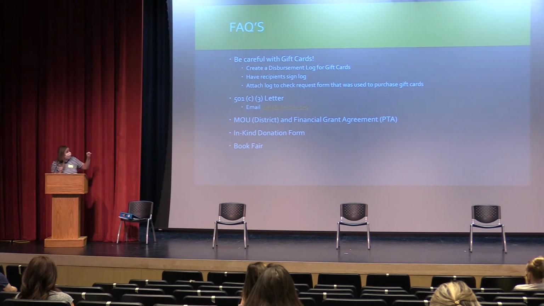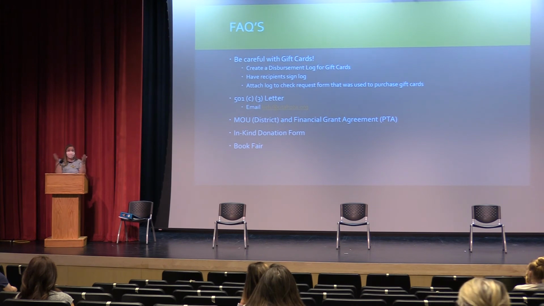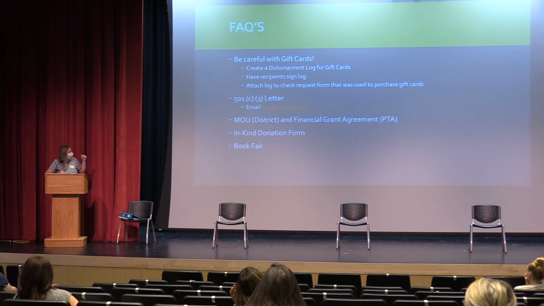And so if you need that letter, you email kids@utahpta.org with your PTA name, your address, all of that information, and they will send you back a letter that is valid for the entire year. So some schools never need that, but often that's a question we get.